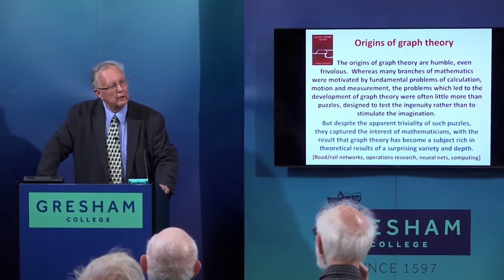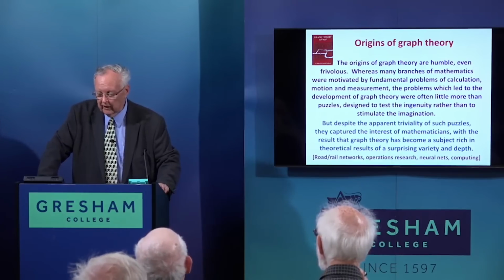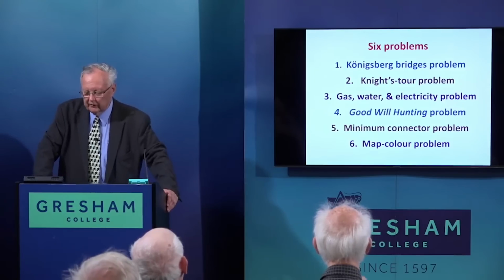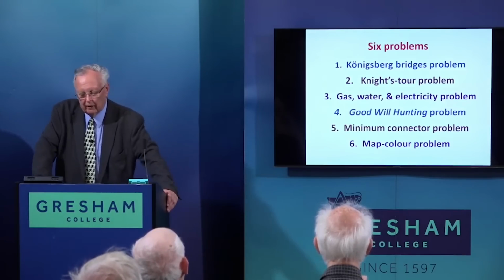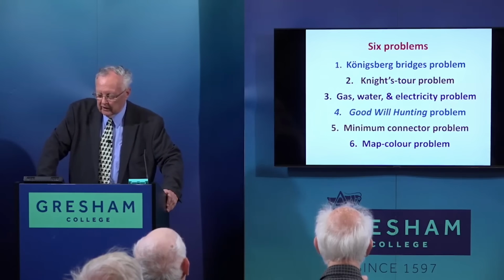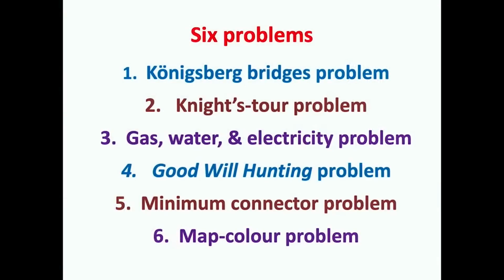So because graph theory arose out of puzzles, largely, today I'm going to focus on 6 of these historic puzzles, describing how they arose, bringing their stories up to date, and introducing you to some of the major problems with which graph theorists are involved. Some of these will be familiar to you. There's the Königsberg Bridges problem, the Knight's Tour problem in chess, the utilities or gas, water, and electricity problem, a problem arising from goodwill hunting, the minimum connector problem, and the map color problems.